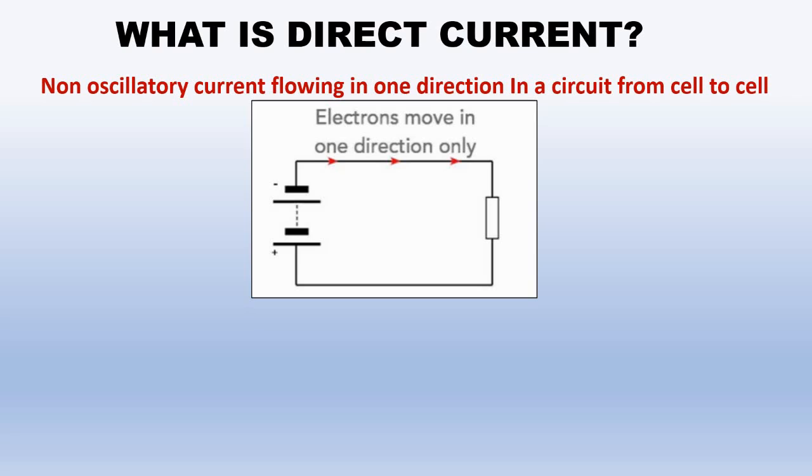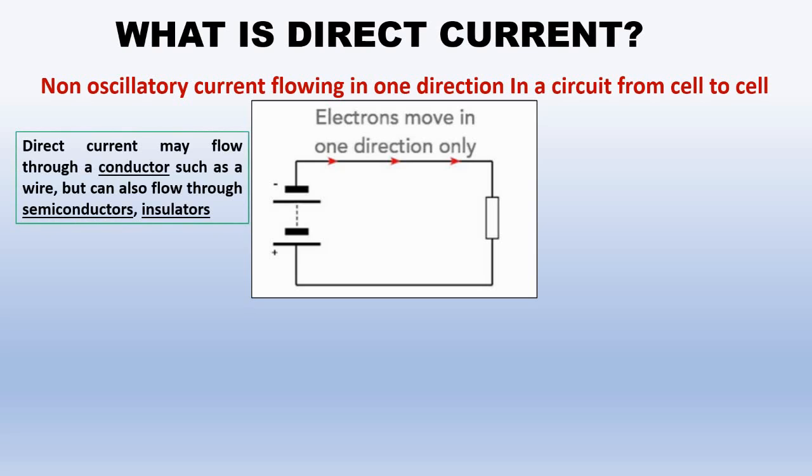Now this is the circuit diagram wherein the electrons move in one direction only. And here we can see the negative and positive terminals of the battery. So the electrons move from the negative to positive terminal, and this rectangle which is attached to the connecting wire is a load. So these electrons move in one direction only, and hence this current flows in one direction. Direct current may flow through a conductor such as a wire, but can also flow through semiconductors and insulators.